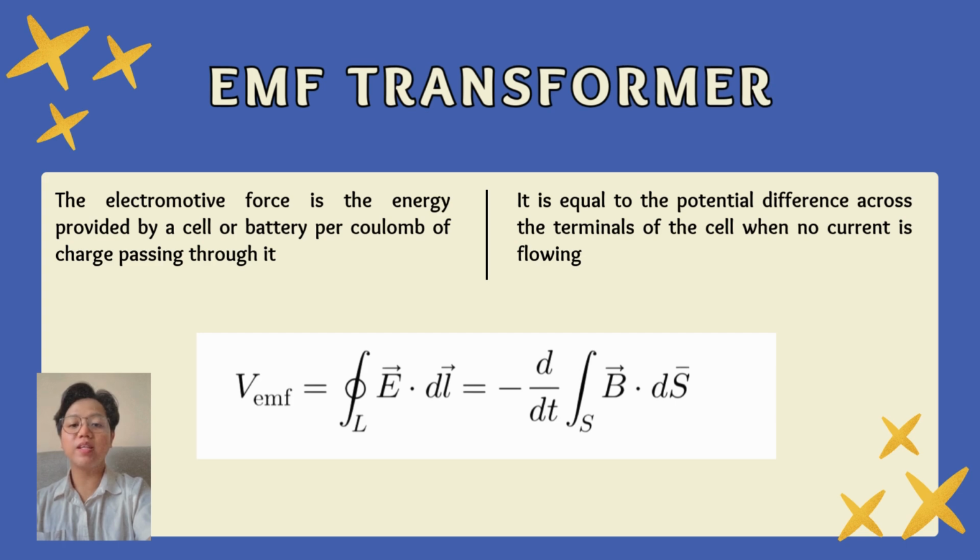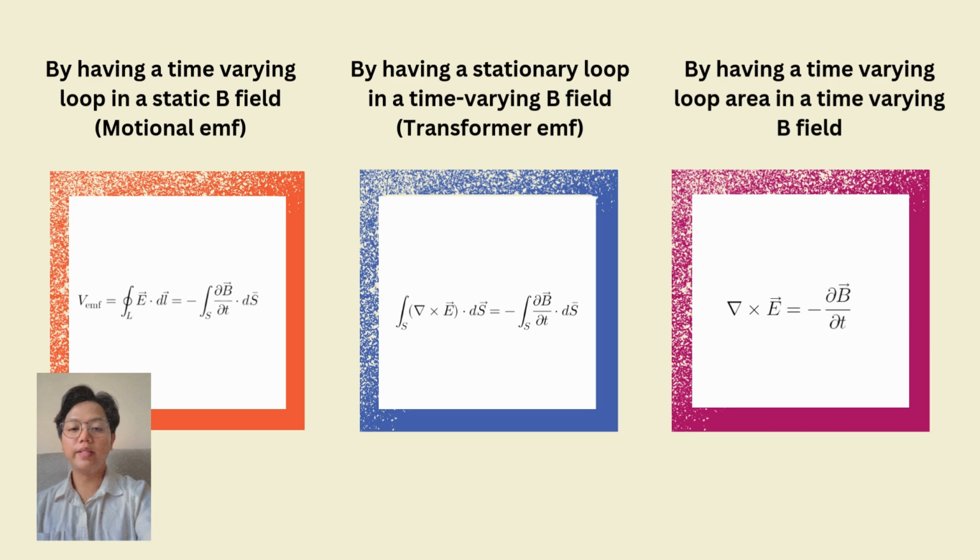Next one is the EMF transformer. EMF stands for electromotive force, which is the energy provided by a cell or battery per coulomb of charge passing through it. It is equal to the potential difference across the terminals of the cell when no current is flowing.